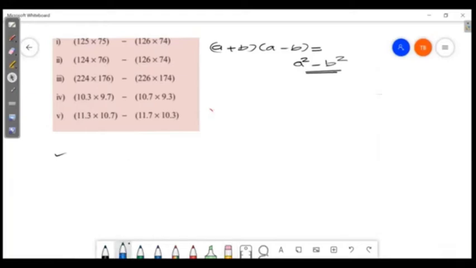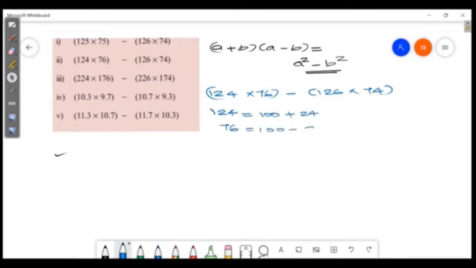Next one. Look at the next question. That is 124 into 76 minus of 126 into 74. We are using the same identity, that is (a plus b) into (a minus b) is equal to a square minus b square. Before that we have to represent 124 as 100 plus 24 and 76 as 100 minus 24. Second case, 126 is equal to 100 plus 26 and 74 is equal to 100 minus 26.